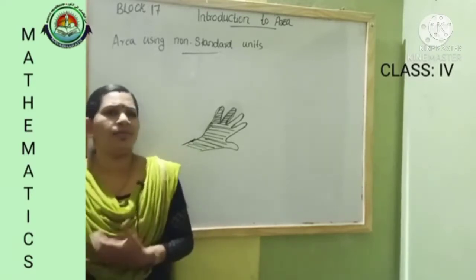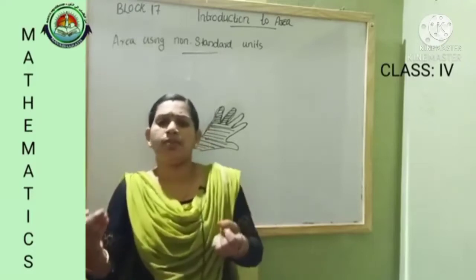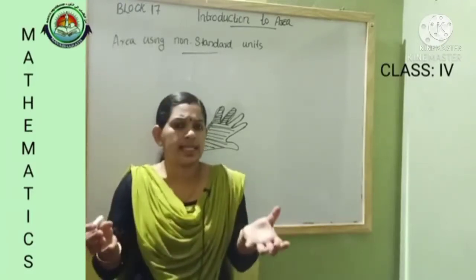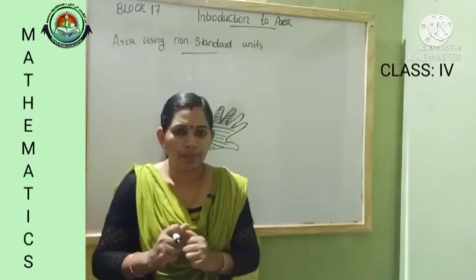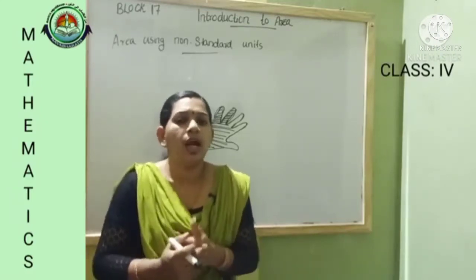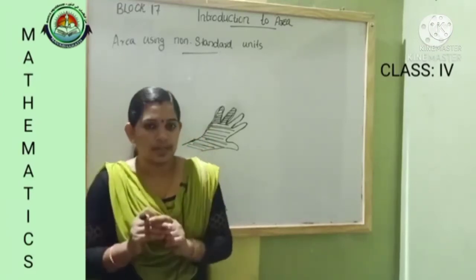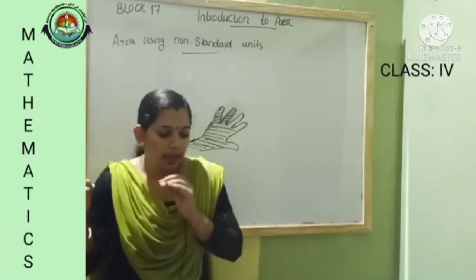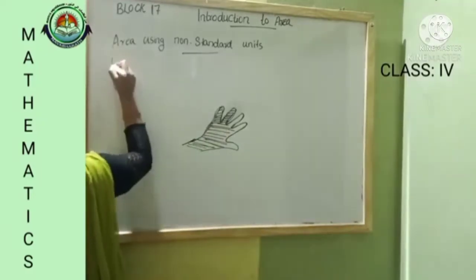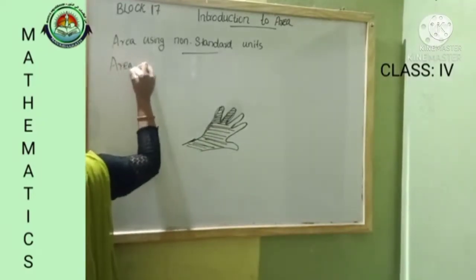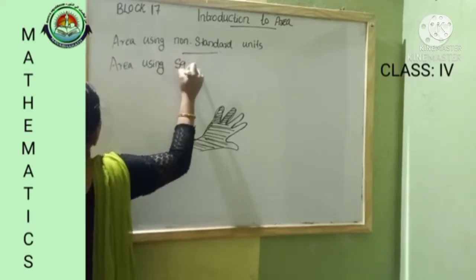When we are counting the paper balls, some of them make big paper balls, some make small paper balls. Different sizes are there, so we can't get the correct measure of our area. Next we are going to learn how to find the area using small squares. So our next topic is area using square paper.